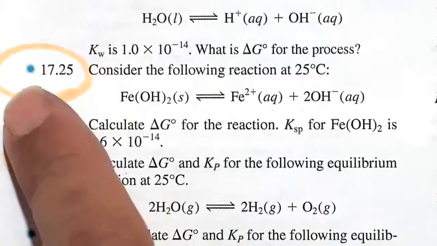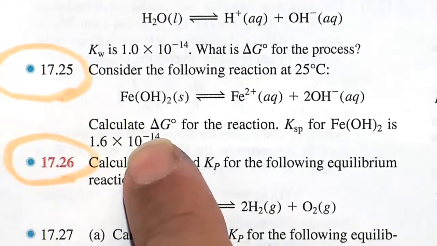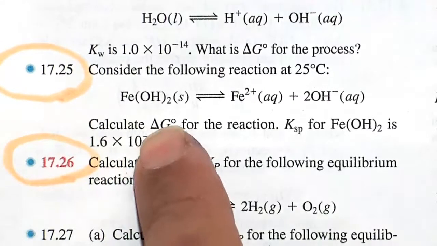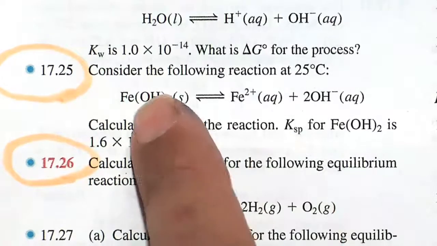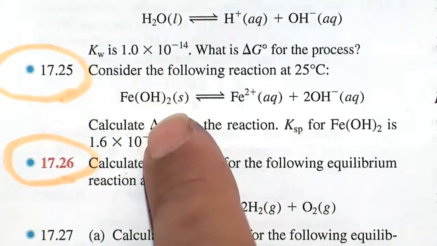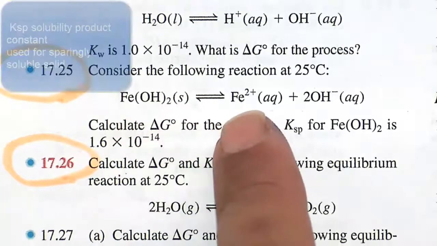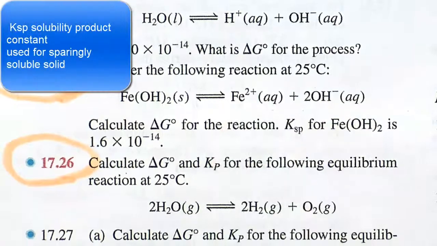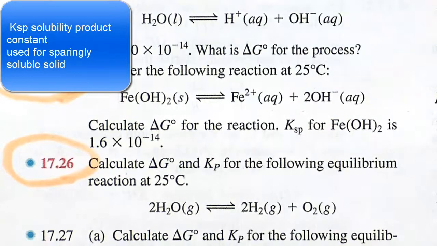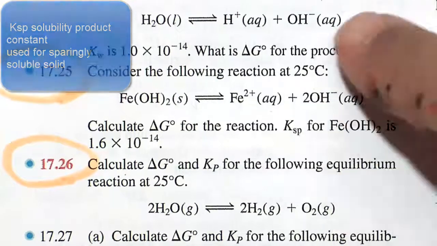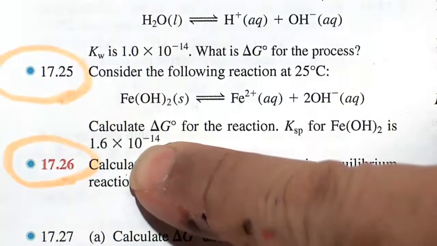In problem 1725, we're asked to calculate the free energy change at standard state for this reaction when they give us the solubility product constant. Remember, Ksp is for sparingly soluble solids. Iron(II) hydroxide is in equilibrium with Fe2+ ion plus 2 hydroxide ion, and the Ksp for that equilibrium is very small, 10 to the minus 14.